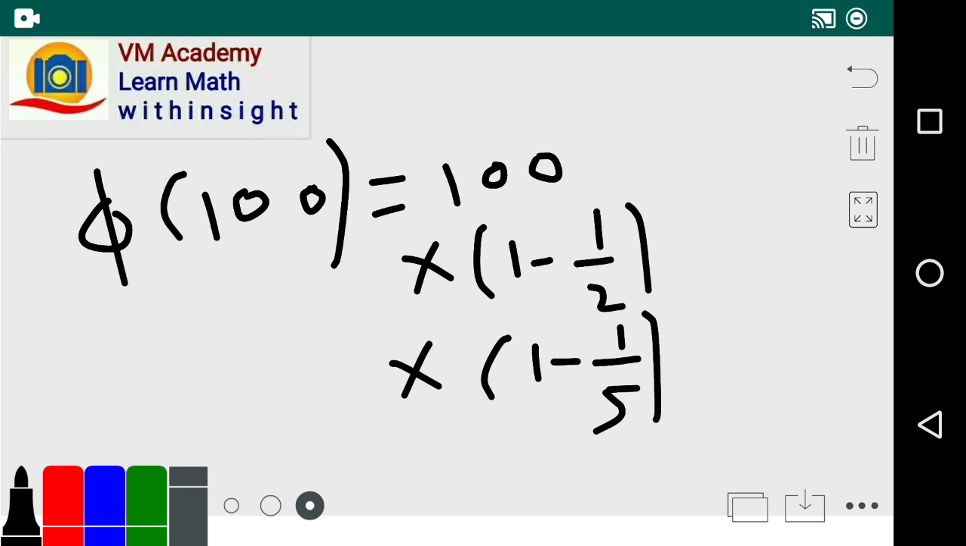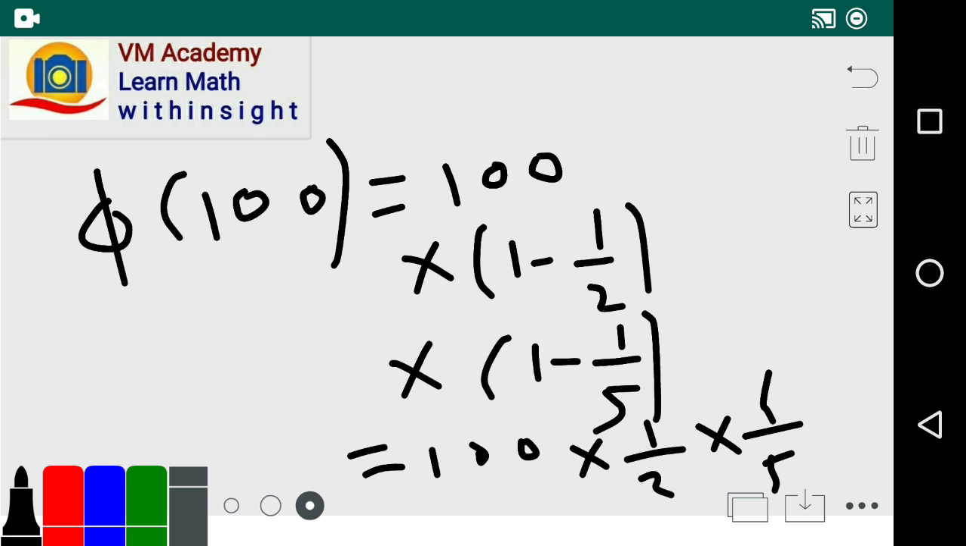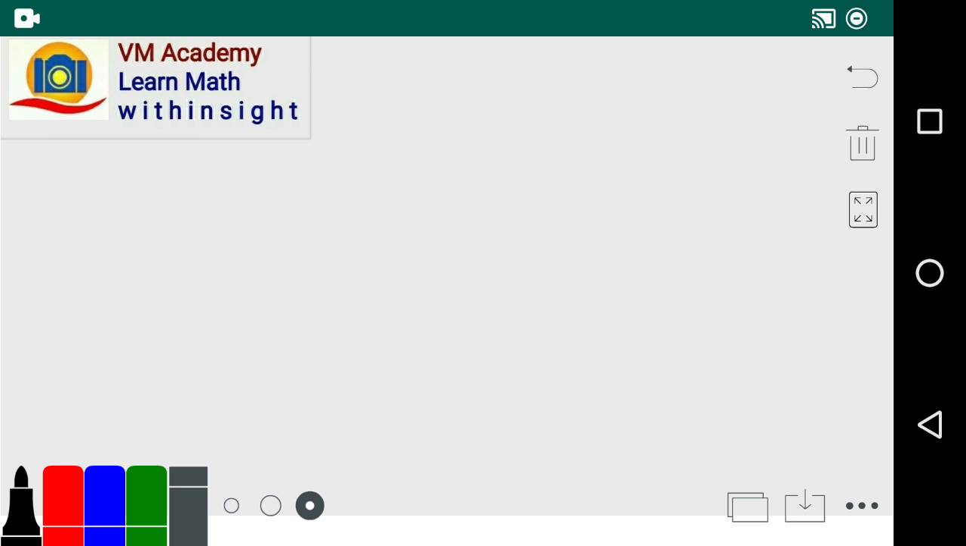So that is nothing but, friends, 100 into 1 minus 1 by 2 is nothing but 1 by 2, and 1 minus 1 by 5 is nothing but 4 by 5. So 2 into 5, 10. So 10 and this get cancelled and 40 comes. So here is 40. Now friends, phi of 100 is 40.